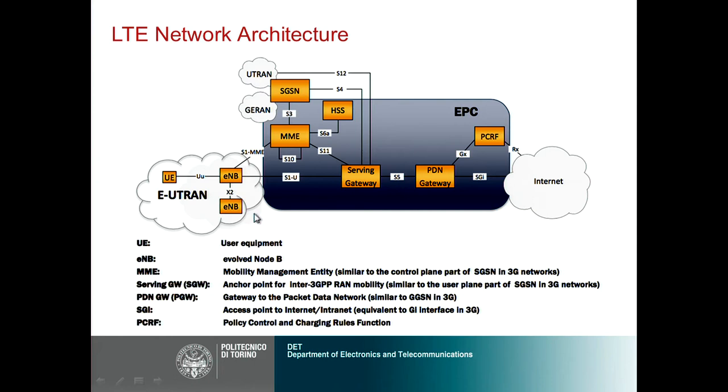EUTRAN. What is EUTRAN? UTRAN is a terminology that was introduced in the 3G networks. It stands for UMTS Terrestrial Radio Access Network. Then it became Universal Terrestrial Radio Access Network. But the point is, UTRAN, that is still shown here, is the 3G access network. EUTRAN is the 4G and the 5G as well, the radio access network.